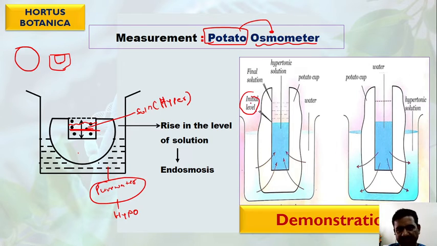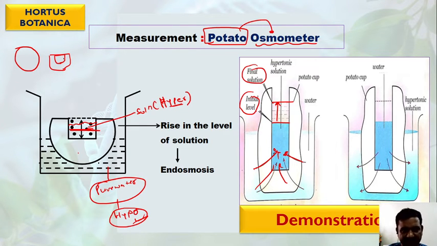See, this is your initial level, and when water goes inside, what happened? Their level will increase, up to here. So this is your final solution. Just opposite in osmosis, it might be possible that you make the inside hypotonic and outside hypertonic, which means in the pit just put pure water, and outside take the solution, just opposite.